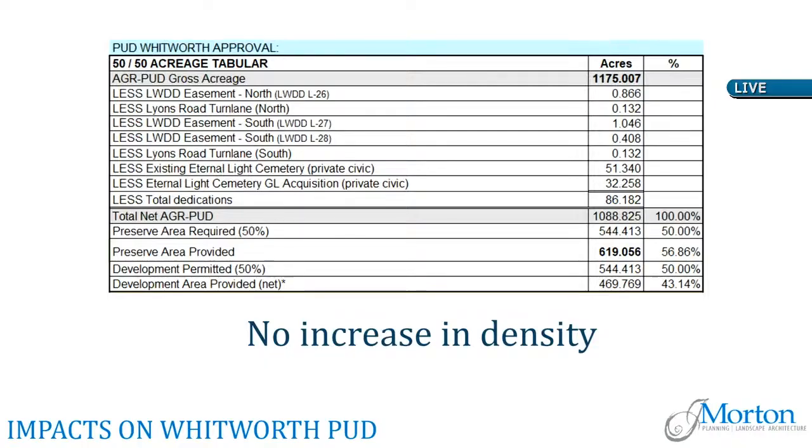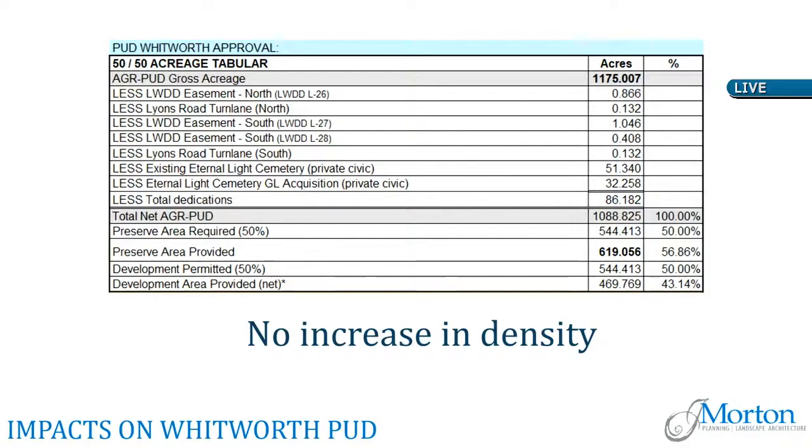So for turn lanes on Lyons Road, both a right turn and a left turn, they're known as a north approach and south approach. So all that's standard. What we're proposing is to also be able to less out of the gross area the civic use, and that's Eternal Light. Right now, Eternal Light sits on about 50 acres. With the expansion and growth to the west, it would be an additional 30 acres. So when we less out the civic site, the net PUD acreage is 1,068 acres.